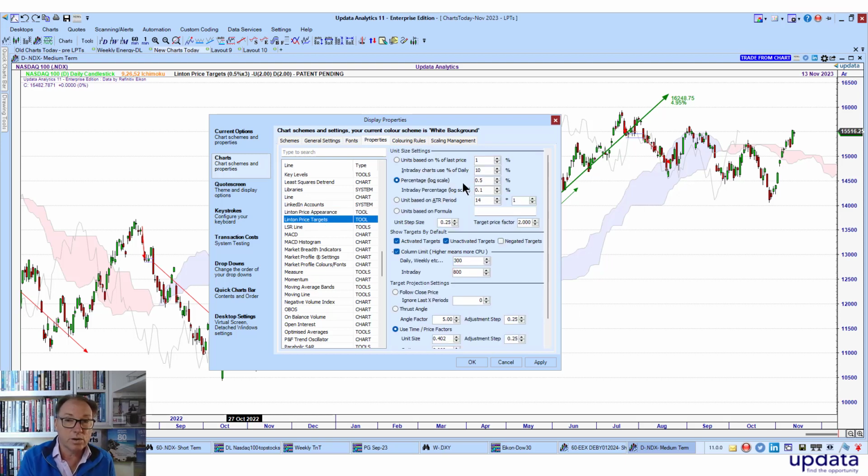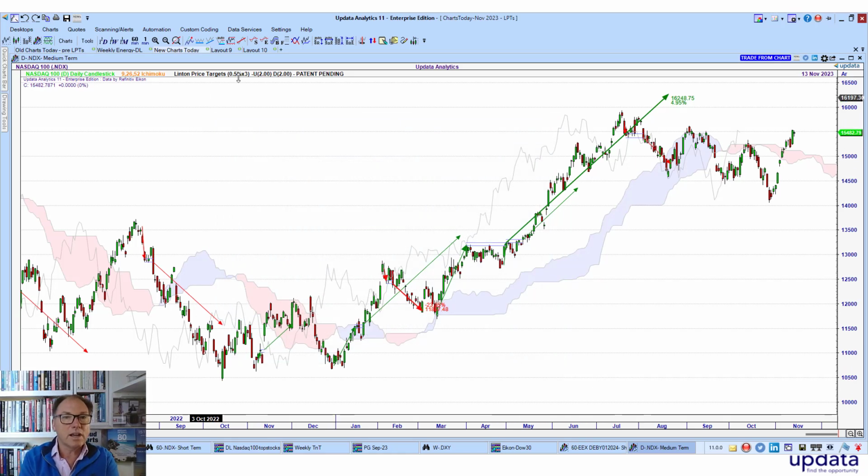This should be default if you download Updata. 0.5% log scale is the default that I use, and intraday it's using 0.1%, and we'll look at that in a minute. So the really key thing here is that's where it goes, and there's quite a lot of other factors here, which one to use. I use time price factors. And so you can configure all of that. But it already comes pre-configured as I'm showing you now.